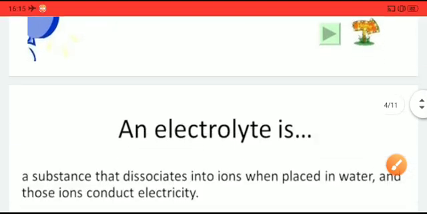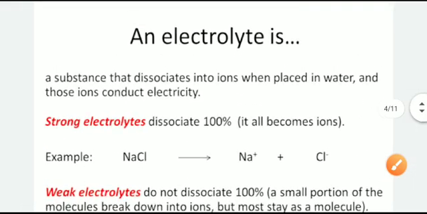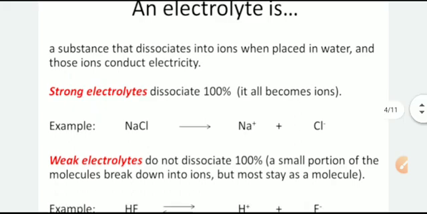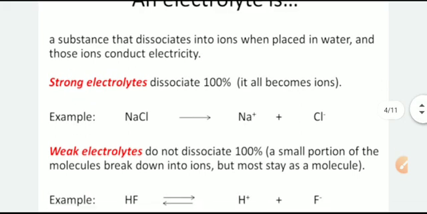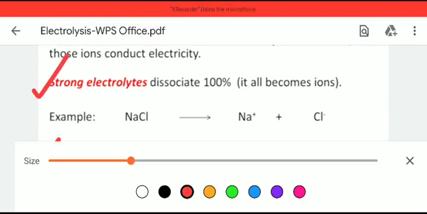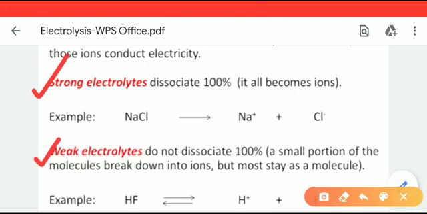Remember one thing also, there are two types of electrolytes: number one, strong electrolyte, and number two, weak electrolyte. So what is a strong electrolyte? Strong electrolytes are those that can dissociate 100% in the molten state or aqueous solution.